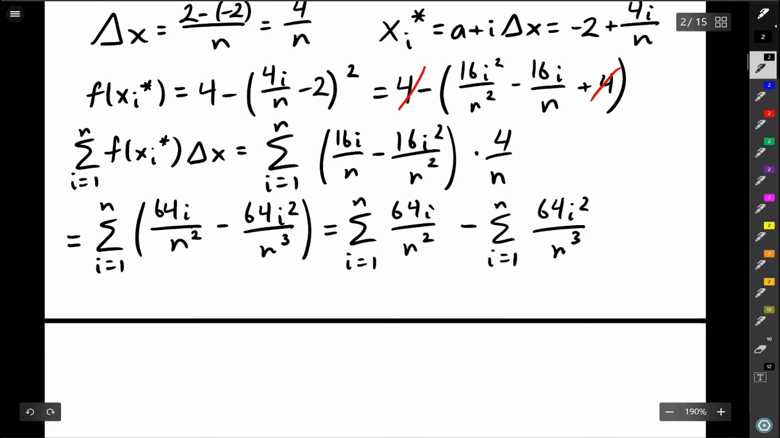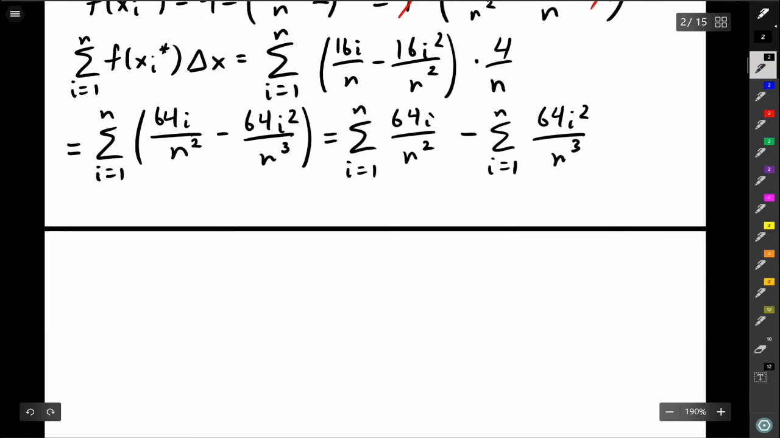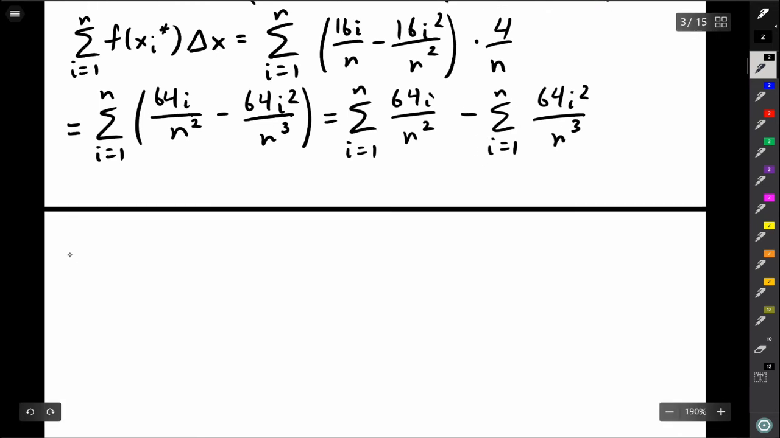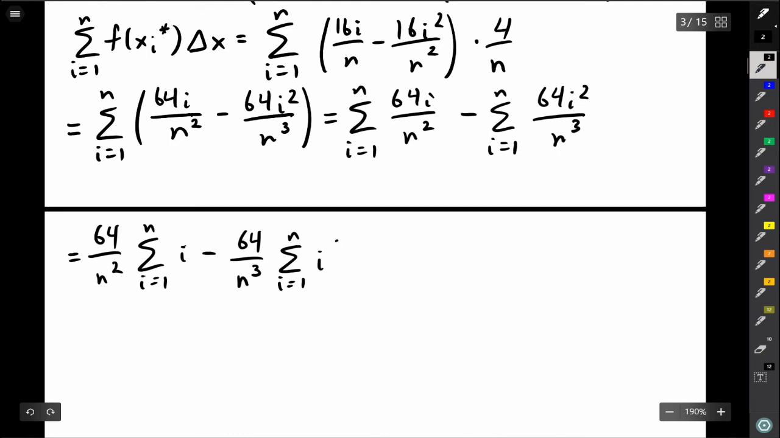Now that I have that, I want to factor out everything that's not an I. Because this sum is adding up over I's, everything else can get factored out. Oops, I already forgot to do it. 64 over n squared, the sum from I equals 1 to n of I, minus 64, this time over n cubed, the sum from I equals 1 to n of I squared.